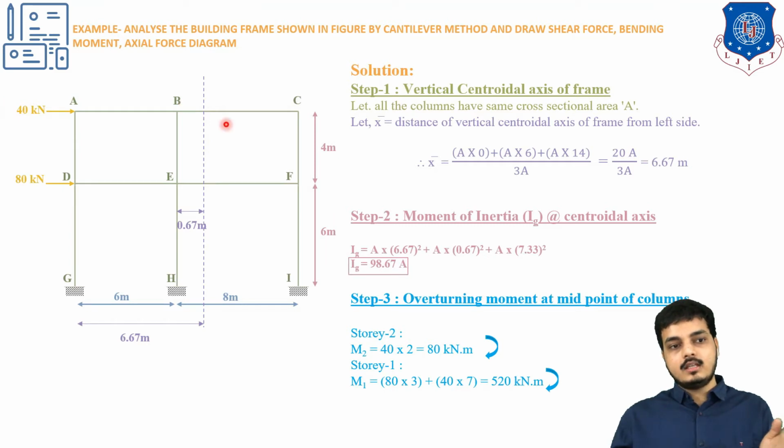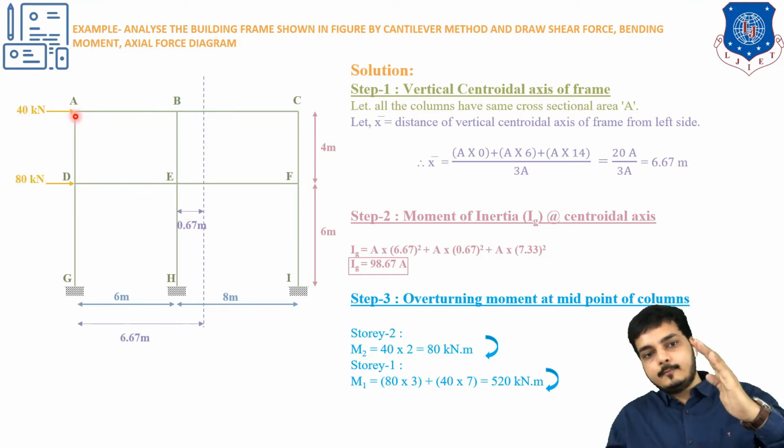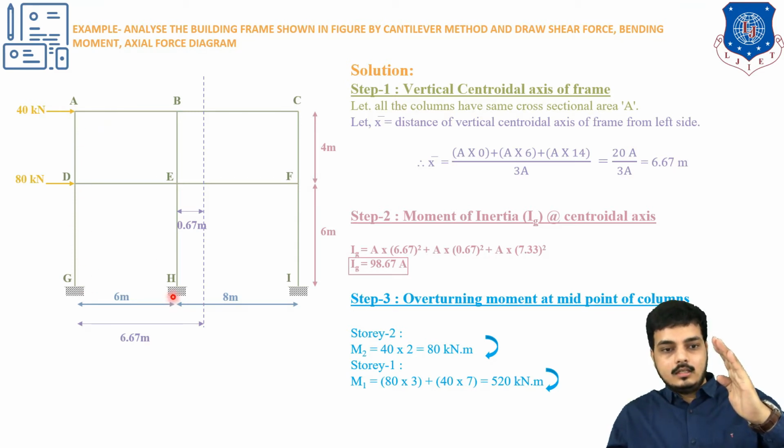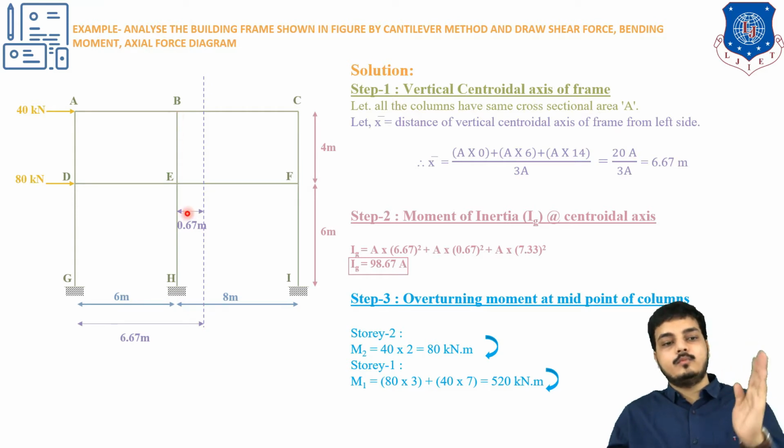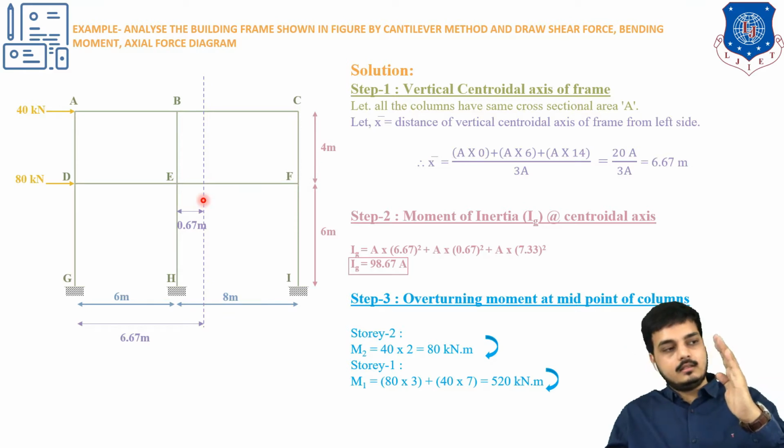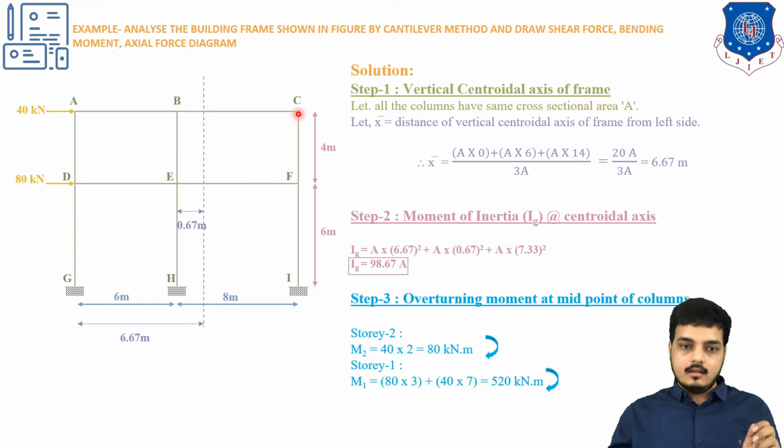So if this load is coming from this direction, and this is my centroidal axis, what will happen? Due to this load, the frame will try to overturn like this. This column will experience tensile force. This column will also experience tensile force, because with reference to the centroidal axis it is swaying outwards like this. This column will experience compressive force because it is compressed.